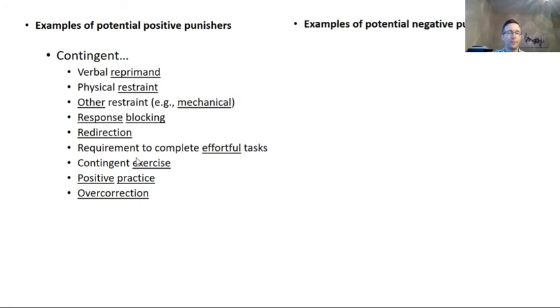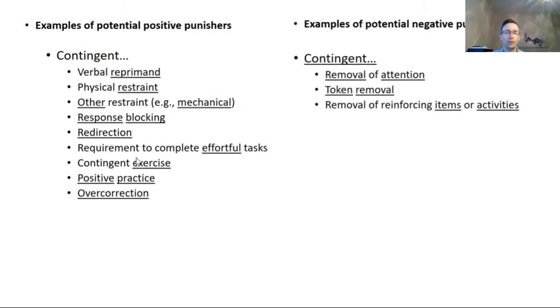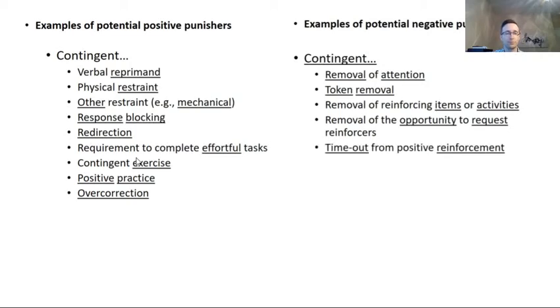Okay. Examples of potential negative punishers. So what I just said, same thing goes for these procedures or operations. Removal of attention, token removal, the removal of reinforcing items or activities, removal of the opportunity to request reinforcers, timeout from positive reinforcement, response costs such as point fines, penalties, or loss of privileges.